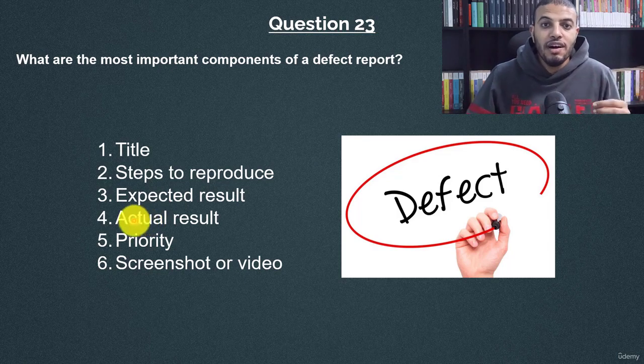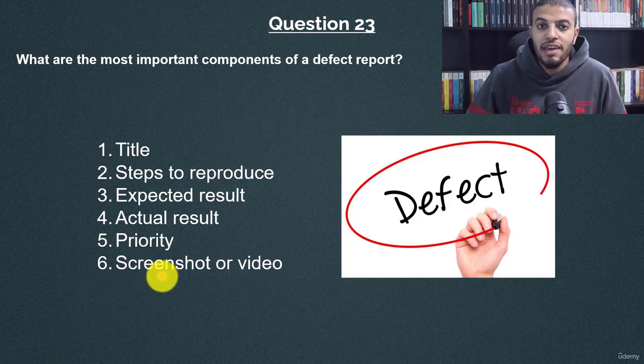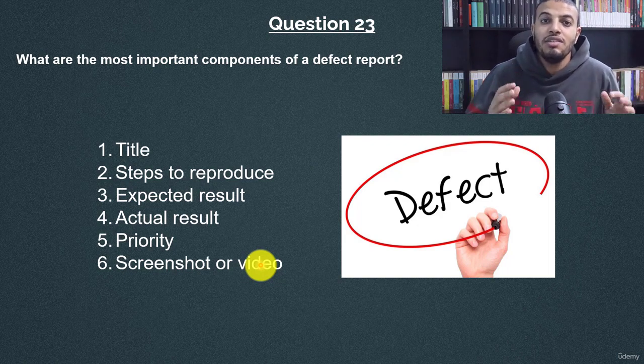You also need to provide the priority of the defect, is it high priority, medium or low, and you need to provide a proof, okay, something that proves that this defect happened with you. And this can be a screenshot, okay, and it can also be a video. So like we said, the defect report includes more than those fields, but those are the most important fields that you cannot write a good defect report without providing.